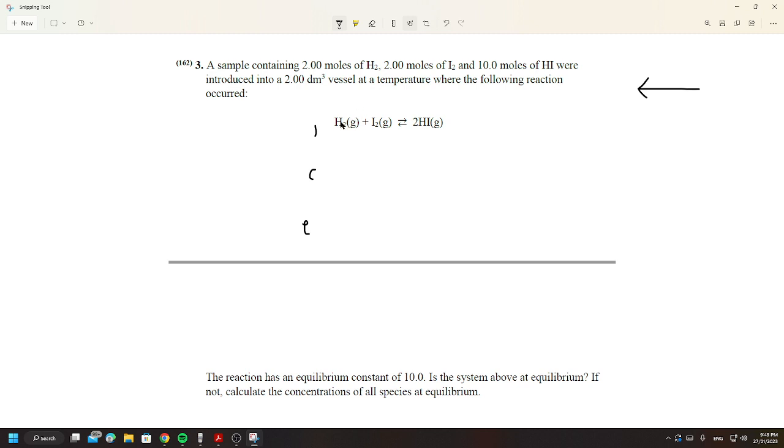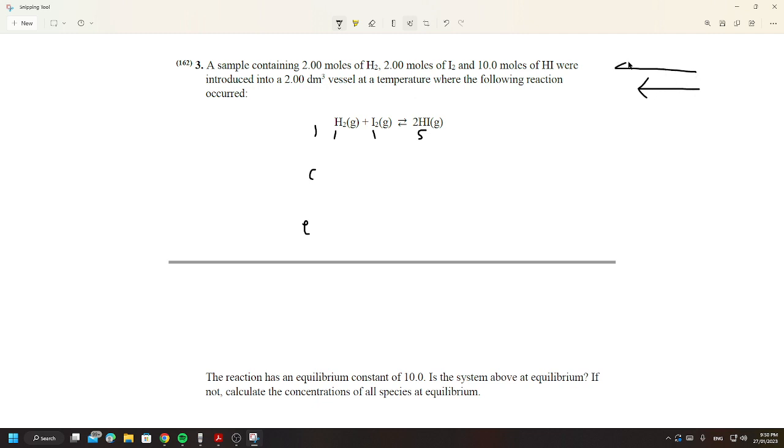So initially, we have the concentration of H2. What is it? It's 1.00, right? So write down 1 so I can go faster. Concentration of I2 initially is also 1. Concentration of 2HI initially, was it 5? Yeah, 5. And then the change, right?